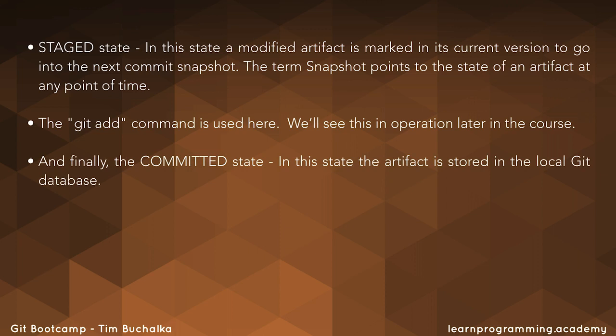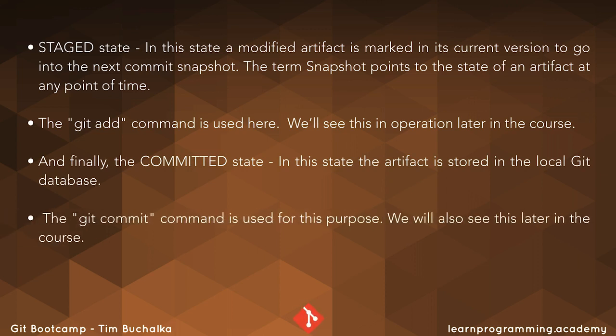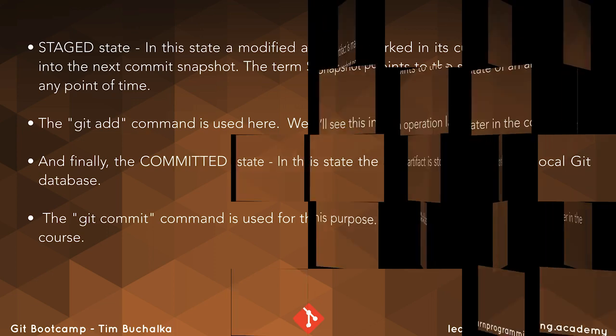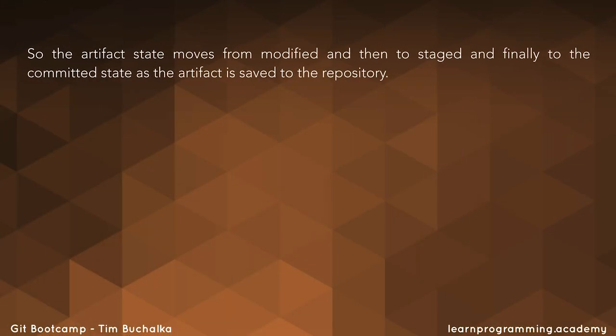Now in this state, the artifact is stored in the local Git database. And we use the git commit command for this purpose, and we'll also see that in operation later in the course. So essentially the artifact state moves from modified and then to staged and finally to the committed state as the artifact is ultimately saved in the Git repository.